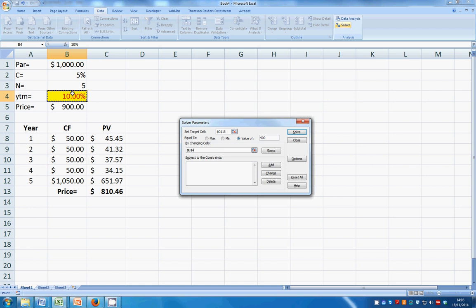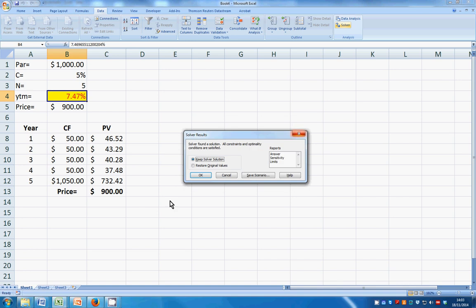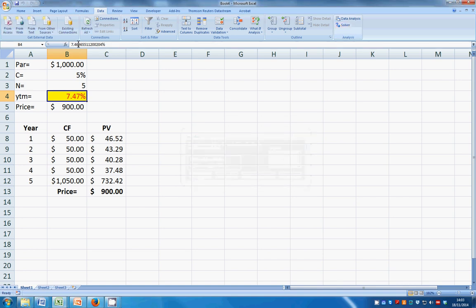Now this only works if all of your cells are interconnected as mine are. If I click Solve now, I know the answer is going to be 7.47%. In fact, you can see the full answer at the top here. So we have been able to imply the yield to maturity that gives us a price of 900. Note that you couldn't do this manually because the number of periods is beyond 2 and the bond is not priced at par as in Part D. Okay, I hope you understood that.